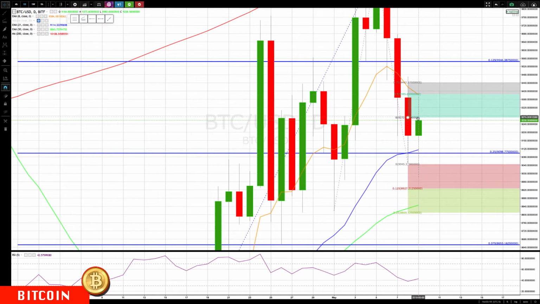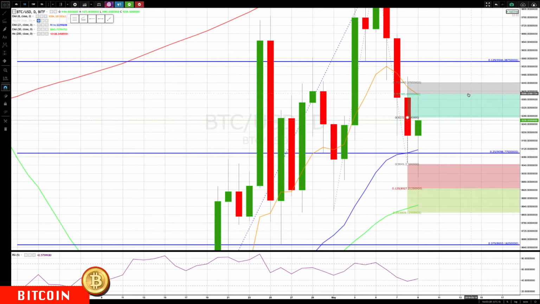If it goes up above here, the aggressive entry was that double bottom. The safe entry is to come up, make a higher high, pull back, and then rotate higher. That's what most people should be looking for.